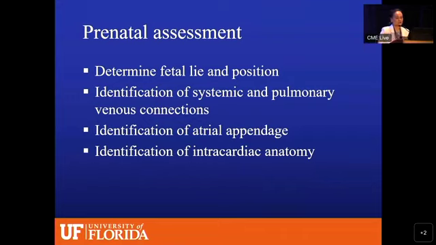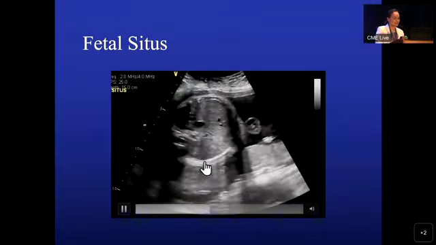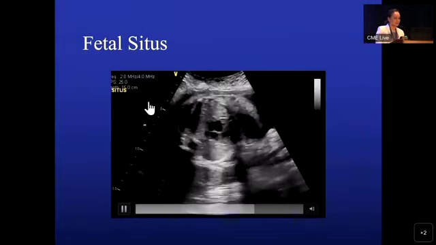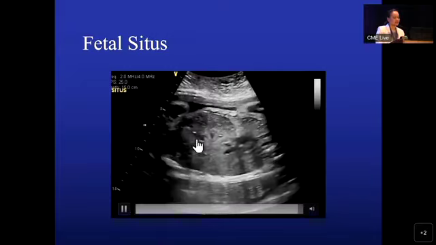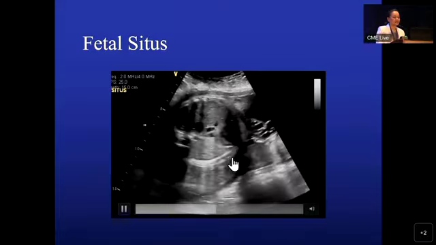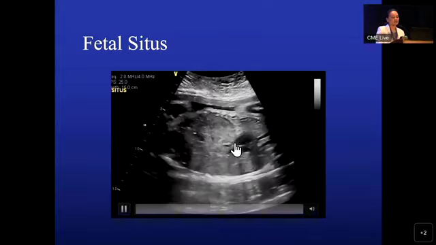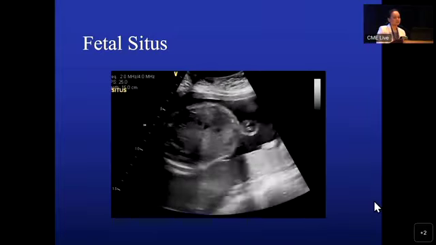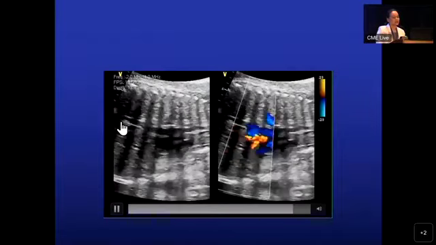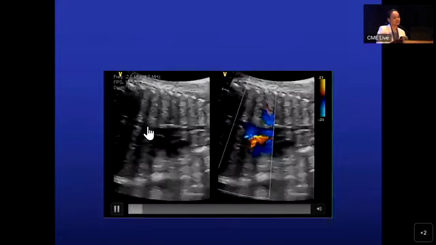Determine the fetal lie and position, identify the systemic and pulmonary venous connections, identify the atrial appendages, and identify the intracardiac anatomy. This is just identifying your fetal situs. Again, this is posterior, this is anterior, and you can see that this heart is mesocardic. And you could see here that there's an AV canal based on the sweep. And this is just a bicaval view. And so you see an IVC here.